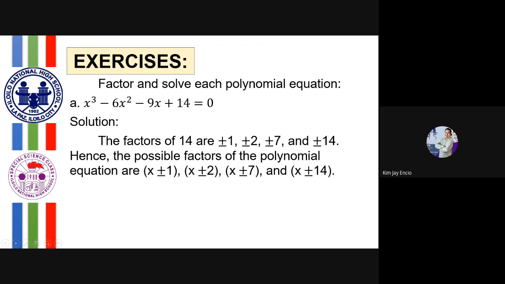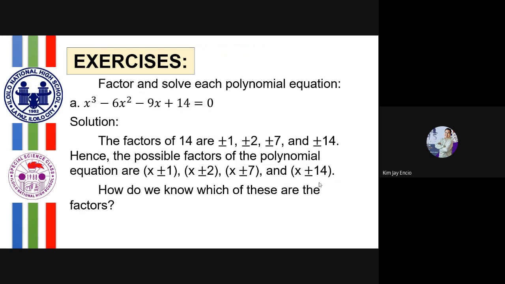And hence, the possible factors of the polynomial equation are, just place here a plus minus. We have x plus minus 1, x plus minus 2. For the third one, we have x plus minus 7. And for the fourth one, we have x plus minus 14. You see, we have here two factors. We have x plus 1, we have x minus 1. So that's 2 here. There is a maximum of 8 possible factors of this polynomial.